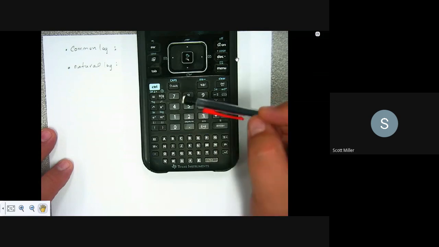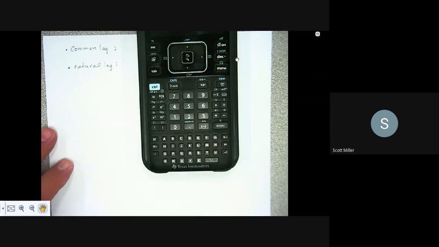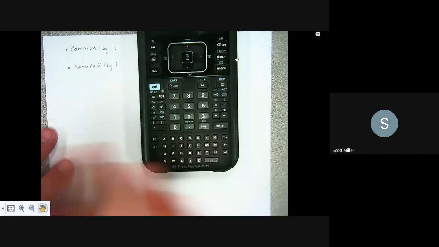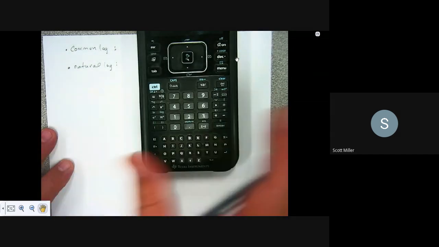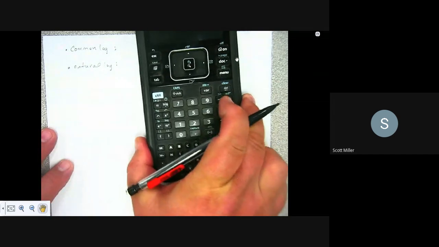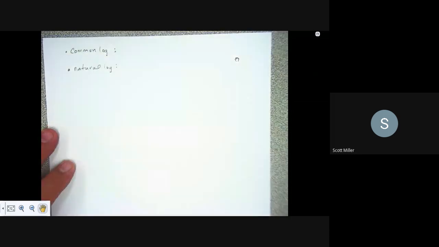Now our calculator is more advanced, so some earlier calculators and low-end scientific calculators will only have those two buttons, and they don't do all bases. Our calculator will do any base for a log, so it's more user-friendly. But we will talk about some of those things here in a minute.